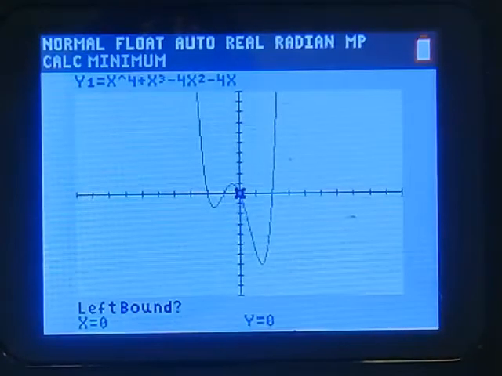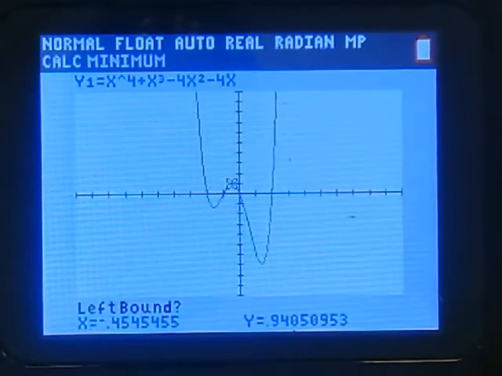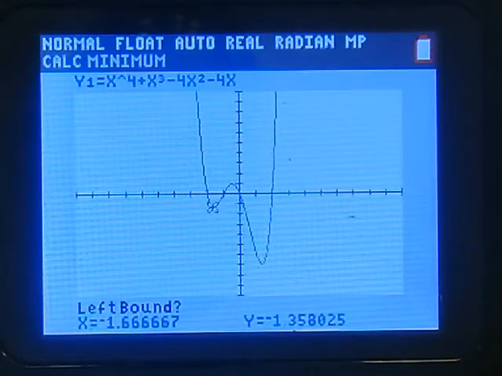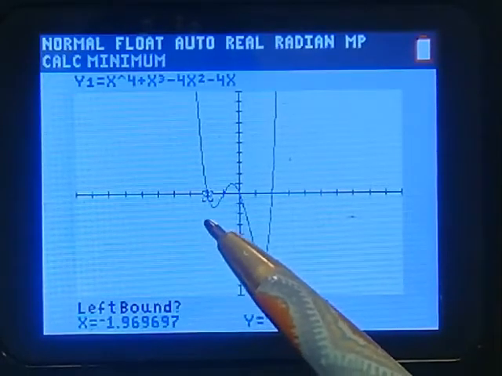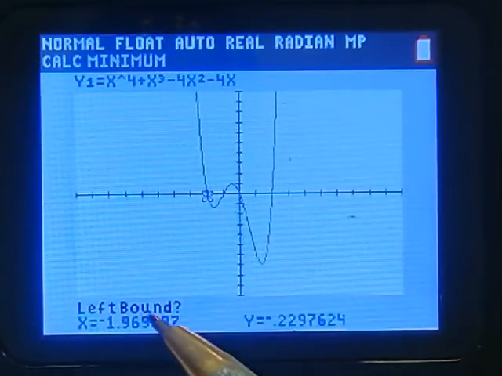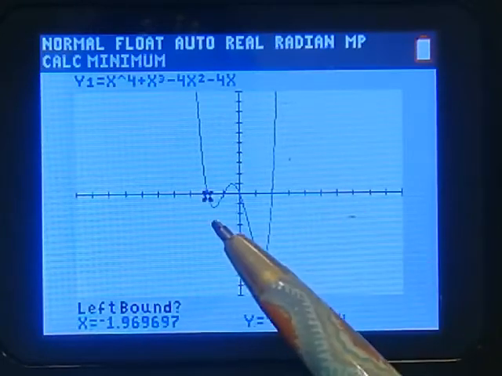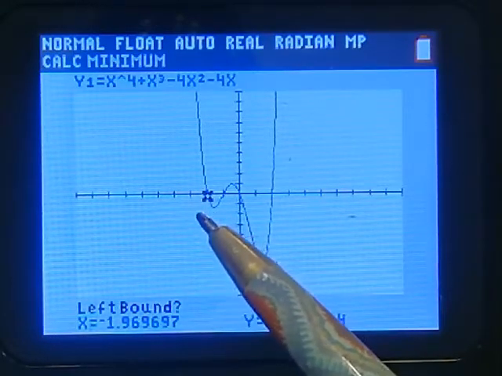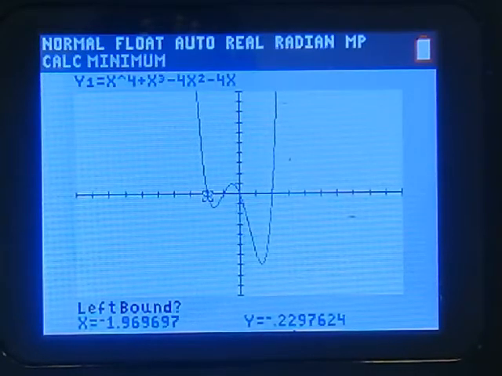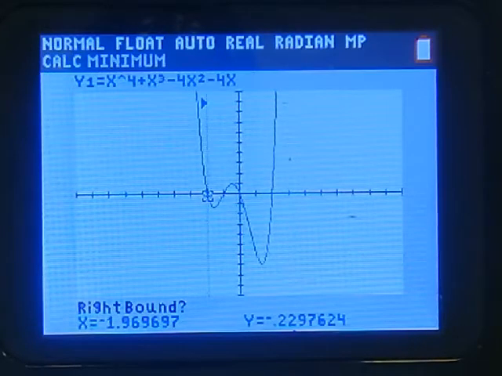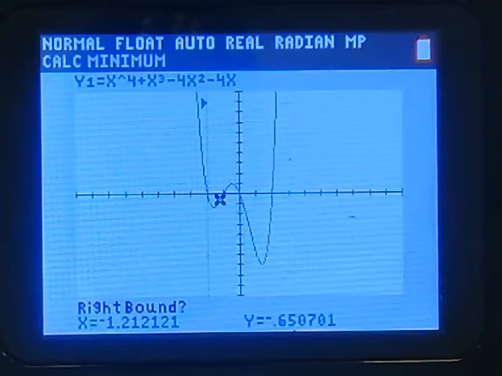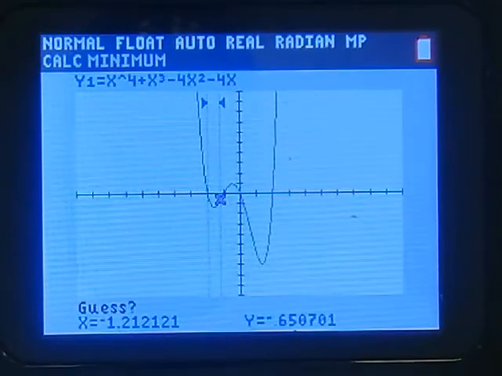And now it's going to go to that process of asking me questions. So I'm going to take my left arrow or right arrow, whatever, and I'm going to put my cursor just to the left of that minimum. See, the question is asking left bound. So I want to put my cursor on the left side of that relative minimum. Okay? And I'm going to hit enter. And now it's asking me for the right bound. So I'll take my arrows and move it to the right side of that, right about there. Okay? And I'm going to hit enter again. Then it has that silly question, guess.